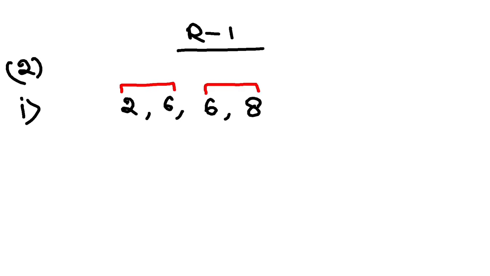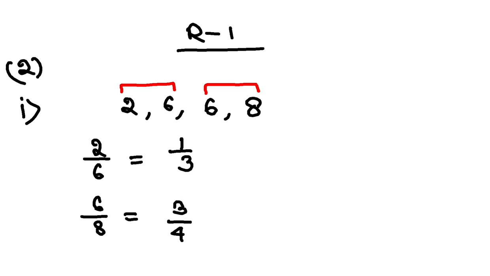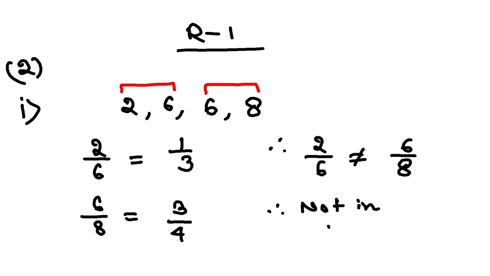the next two numbers. So first of all, 2 by 6, if I bring it to lowest form, is 1 by 3, and the next two numbers, 6 by 8, if I bring it to lowest form, is 3 by 4. That means these two ratios, 2 by 6 is not equal to 6 by 8, and that is why the given numbers are not in proportion. Very simple, isn't it? Now let's move on to part 2.